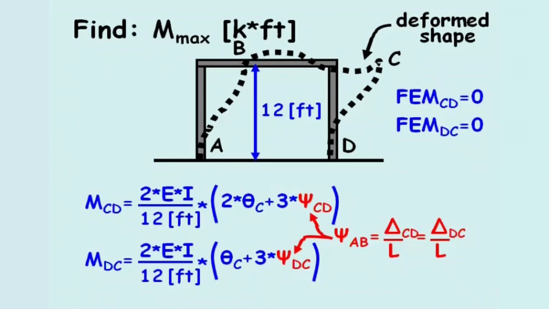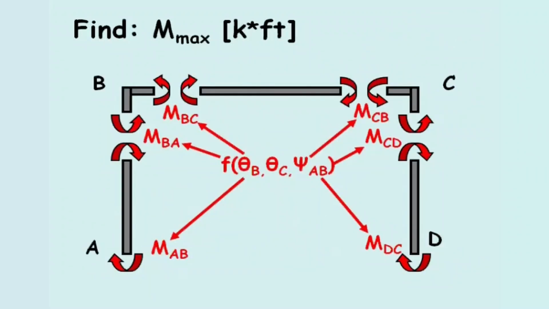At this point, we have defined 6 moments in terms of variables theta B, theta C, and psi AB. If we set the sum of the moments around point B equal to 0, then the moment BA plus moment BC must equal 0.